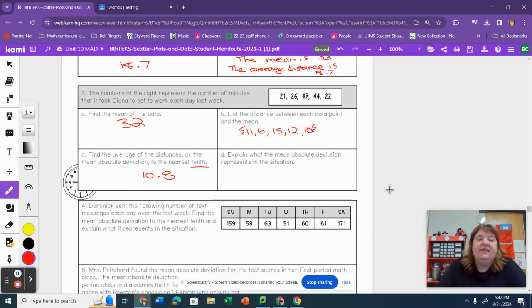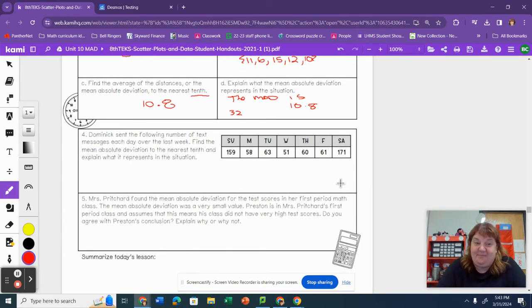Let's look at the question. The number at the right represents the number of minutes that it took Diana to get to work each day this last week. Okay, so in her spread, the MAD is 10.8. So her average is 32 minutes, give or take 10.8 minutes. That's what we're saying. Her average is 32, give or take 10 minutes. So it could be 10 minutes less or it could be 10 minutes more. That's basically what we're saying. Okay.